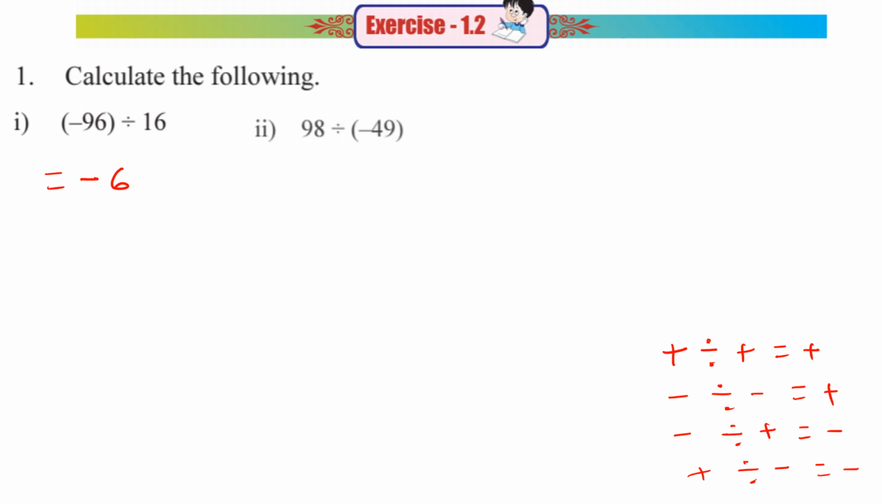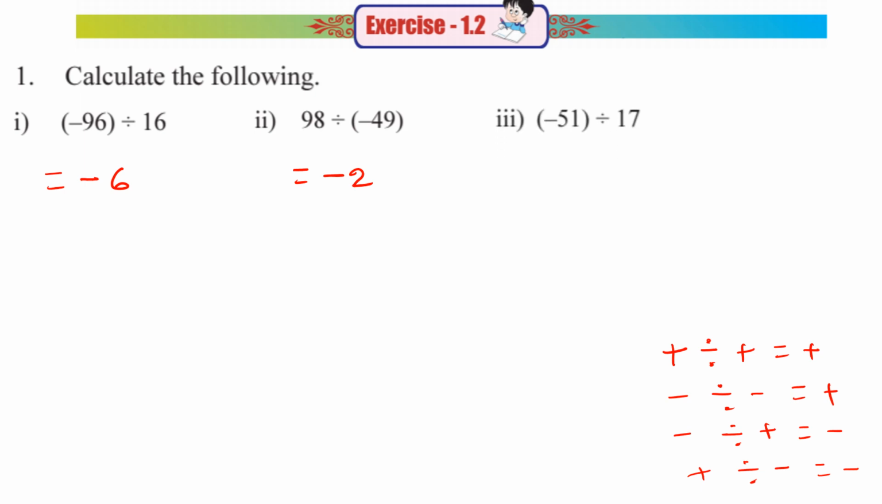Let us see the next question. 98 divided by minus 49. Plus divided by minus should be minus. So how many times will it go? 49 2s are 98, right? So that is minus 2. 98 divided by minus 49 is minus 2.